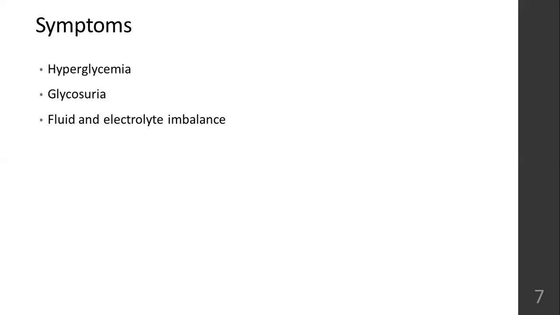Then fluid electrolyte imbalance. When too much glucose is lost through urine, it will pull out other electrolytes as well along with glucose, because glucose is substantially a bigger sized molecule compared to other electrolytes. So if the kidneys are pushing out glucose in large quantities out of the blood, a lot of electrolytes are also getting lost in that process, so that would lead to fluid electrolyte imbalance.